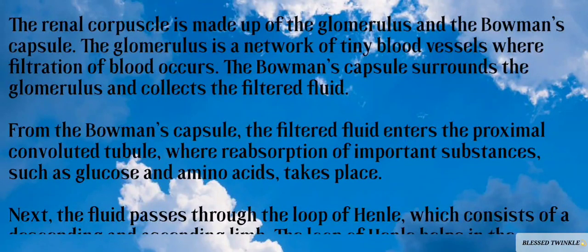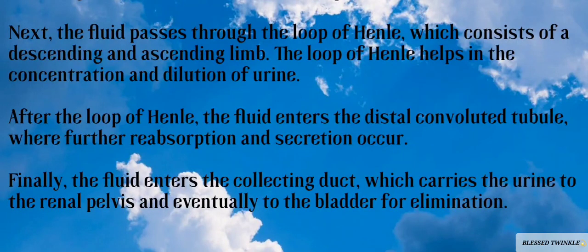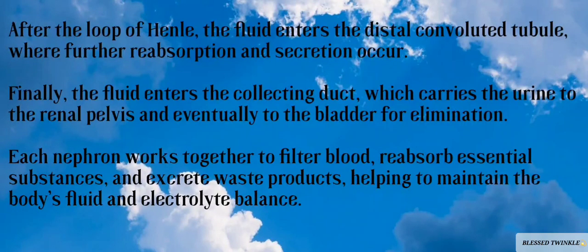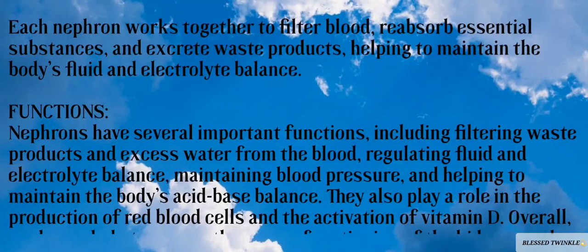Next, the fluid passes through the loop of Henle, which consists of a descending and ascending limb. The loop of Henle helps in the concentration and dilution of urine. After the loop of Henle, the fluid enters the distal convoluted tubule, where further reabsorption and secretion occur. Finally, the fluid enters the collecting duct, which carries the urine to the renal pelvis and eventually to the bladder for elimination. Each nephron works together to filter blood, reabsorb essential substances, and excrete waste products, helping to maintain the body's fluid and electrolyte balance.